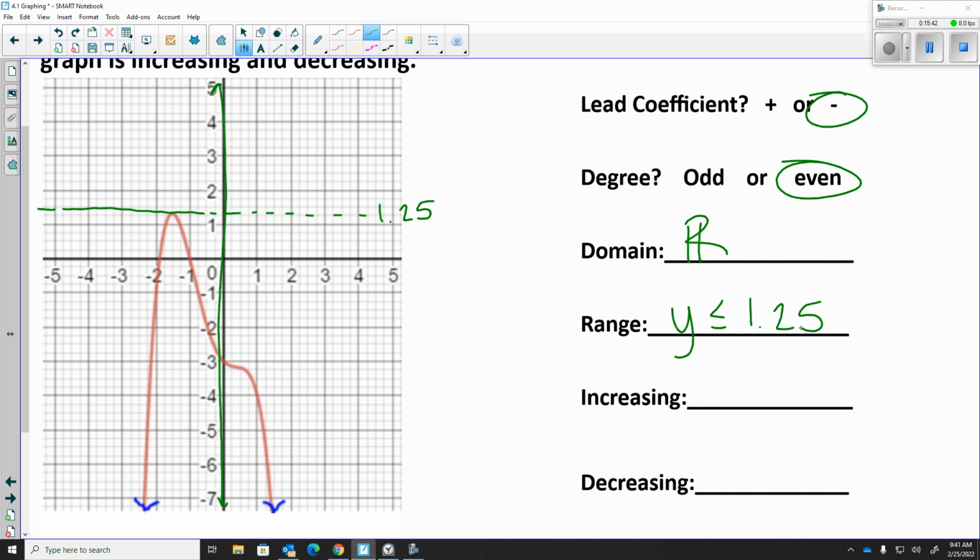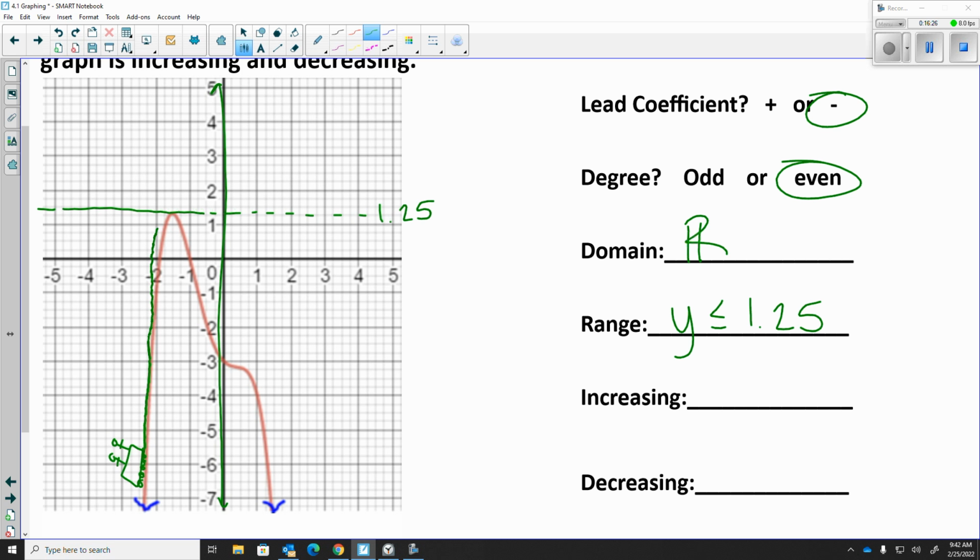Now we got to talk increasing and decreasing. Remember, increasing and decreasing is reading left to right. Pretend it's a roller coaster. The roller coaster's moving this way, and here's us on our roller coaster car. It's a roller coaster car, and there's 2 people in it. I wish there was more, but whatever. So we're going up the roller coaster. Am I increasing or decreasing? I'm increasing.